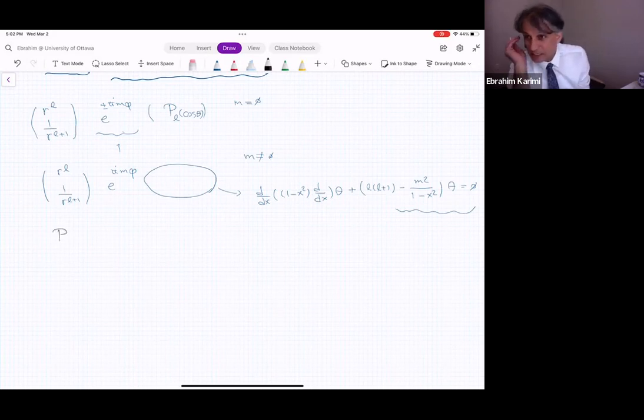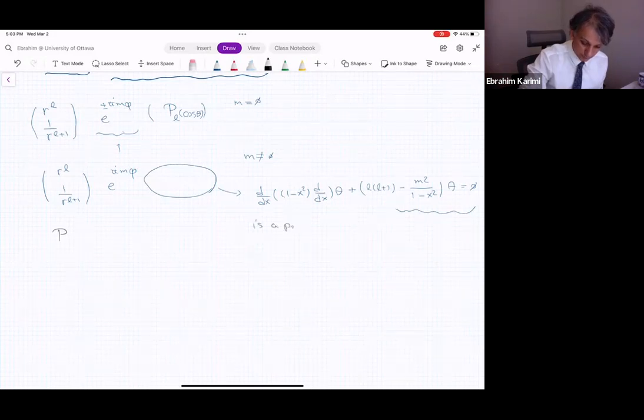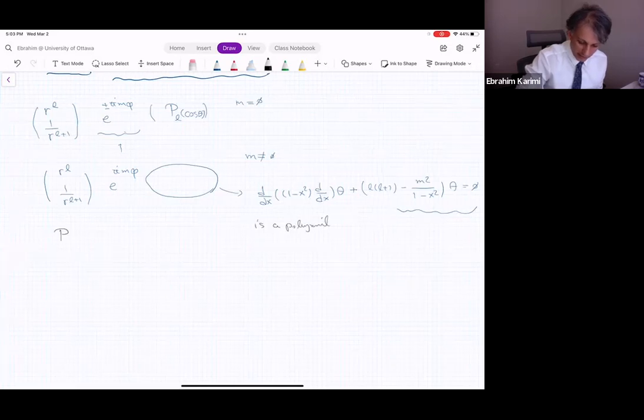Still, the solution will be polynomials, guys. It is not an infinite series. It does not look like what we had previously, which was a non-integer quantity. Here it is a polynomial, and what I want to say is a polynomial that we call the associated Legendre polynomial.